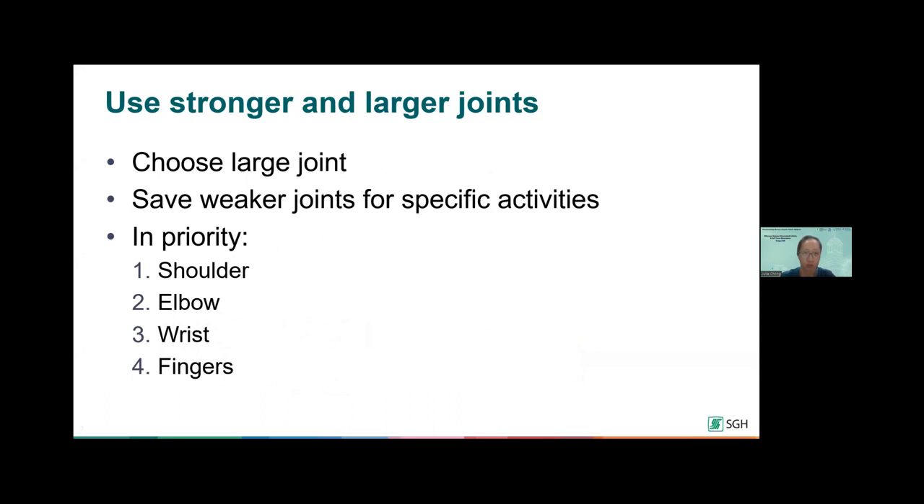So we also need to make use of stronger and larger joints, because they tend to have more muscles supporting them. In priority, we should always make use of our shoulder joint first, followed by the elbow, wrist, and fingers. And I think many of us have heard people say, you should carry your bag on your shoulder instead of gripping it with your fingers. This is because the shoulder is a bigger joint. It has more muscle groups there, so it can provide more support than the finger joint itself.